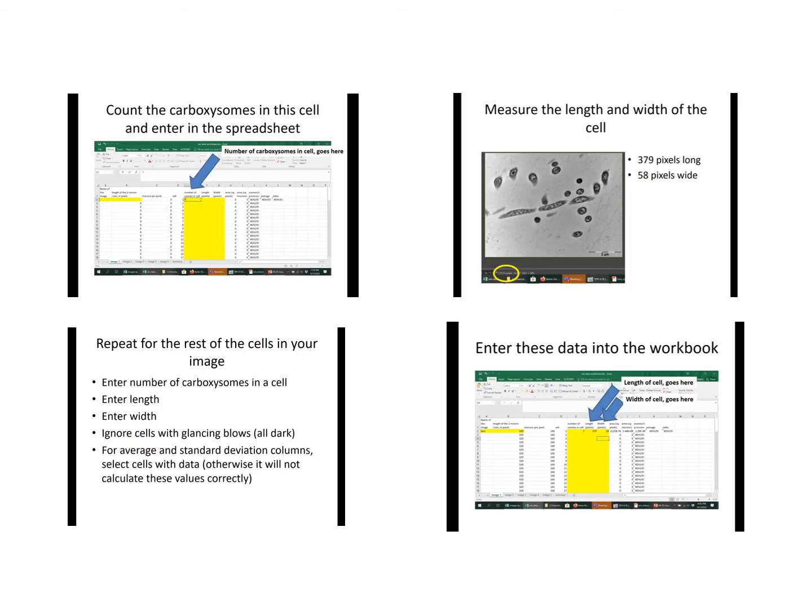I showed them how to measure. Well, number one, I had them start off with counting the carboxysomes in each individual cell, which they already knew from their previous week's exercise. And then together we measured the length and width of a particular cell that we counted the carboxysomes in and agreed on a length in pixels and a width in pixels. And then I showed them how to enter those values into their spreadsheet.